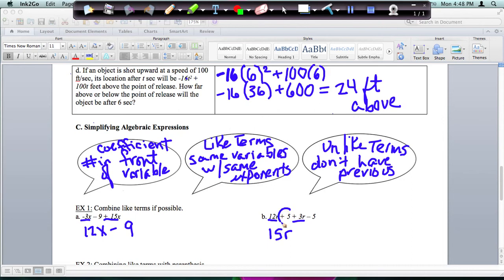We have a plus 5 and a minus 5. These are like terms. 5 minus 5 is 0, so I don't need to write plus 0 or minus 0. I just don't write anything. So this all combines just to be 15r.